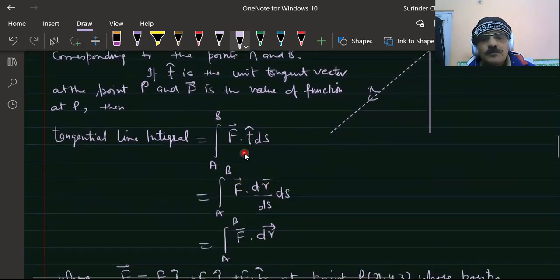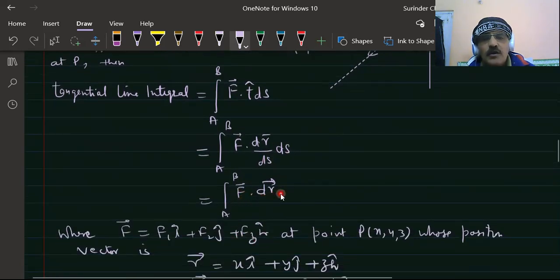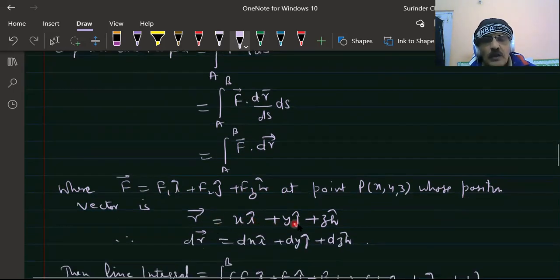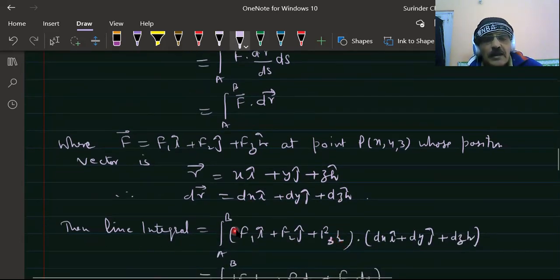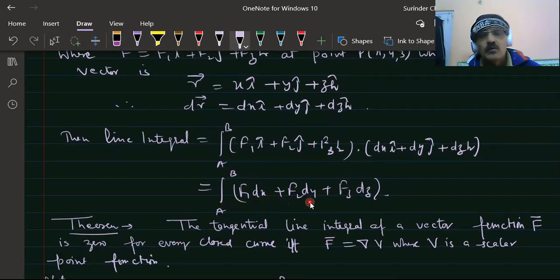Now t is the unit tangent, the rate of change of the position of the point with respect to s, so ds cancels, and this will be the integral from A to B of F dot dr. If the vector F is given in three-component form at any point whose position vector is r equal to xi plus yj plus zk, then dr is equal to dx i plus dy j plus dz k, the small component ds in the neighborhood of point P. The line integral from A to B of F dot dr, the scalar resolute, will give the integral of f1 dx plus f2 dy plus f3 dz. This is an important result. While solving problems, we use this time and again, so we must remember it.